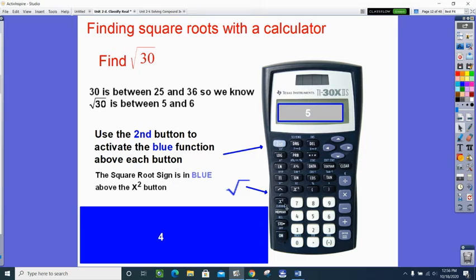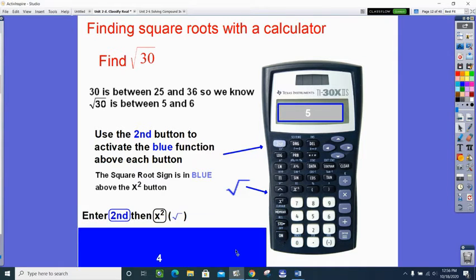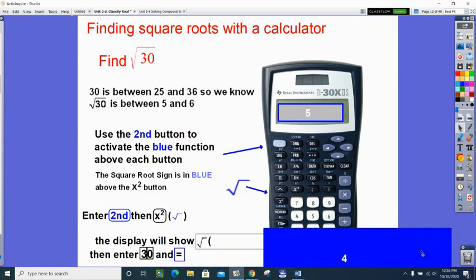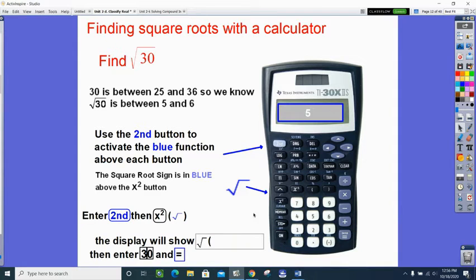So you hit the blue, and then you hit this x squared, which should put a square root symbol on the calculator. And then you are going to type your 30 and hit equals. So you're going to hit the second, then this x squared button, which will give you the square root, type in whatever number you want and hit equals. And on the calculator, you should see 5.4772255575.